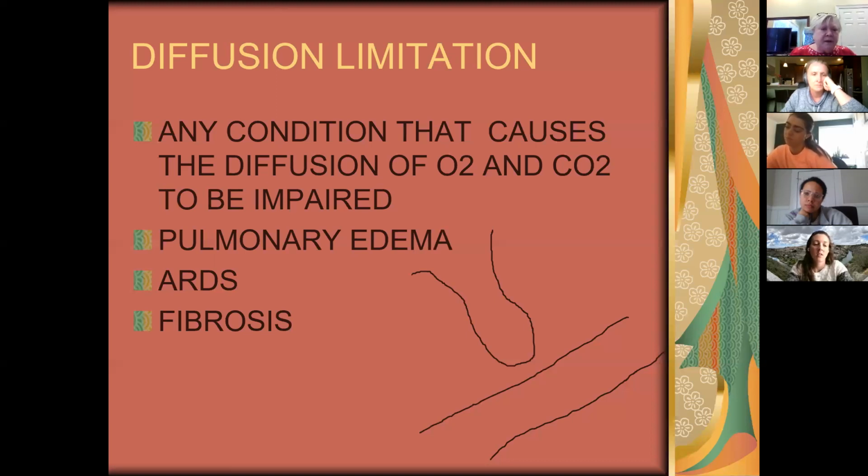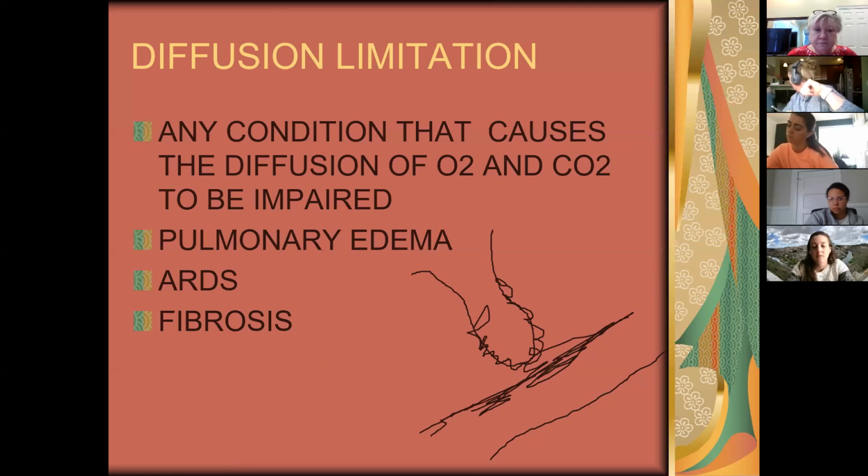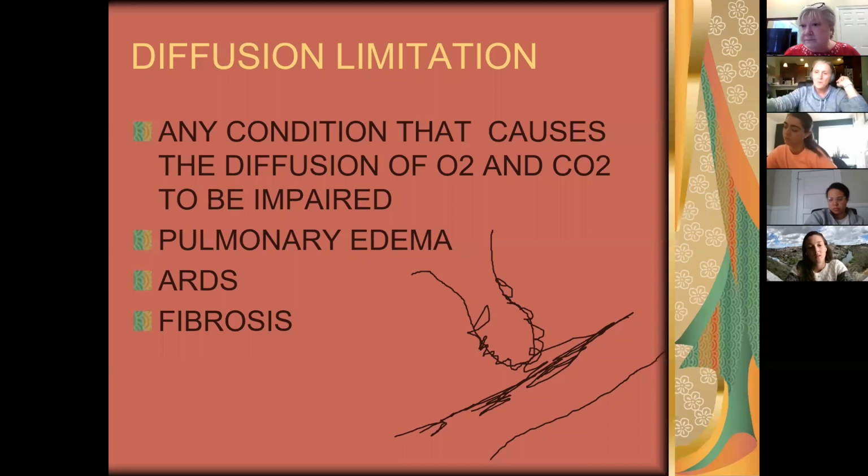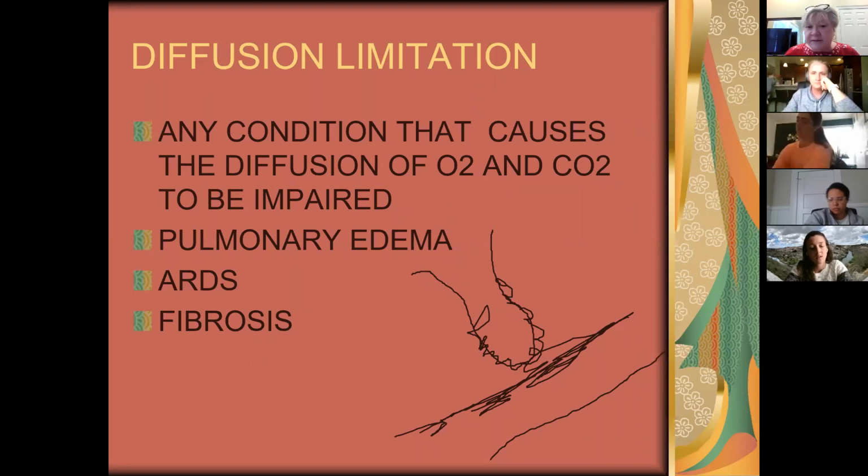Well, it could be pus, pneumonia. What if pus got down in here? Well, now oxygen has to move through pus. What about arteriosclerosis? Coronary artery disease being the heart, arteriosclerosis. What about diabetes? Where you get the plaque on all your blood vessels.